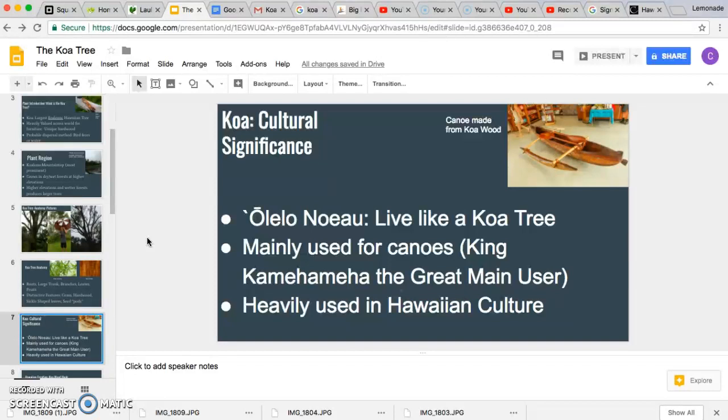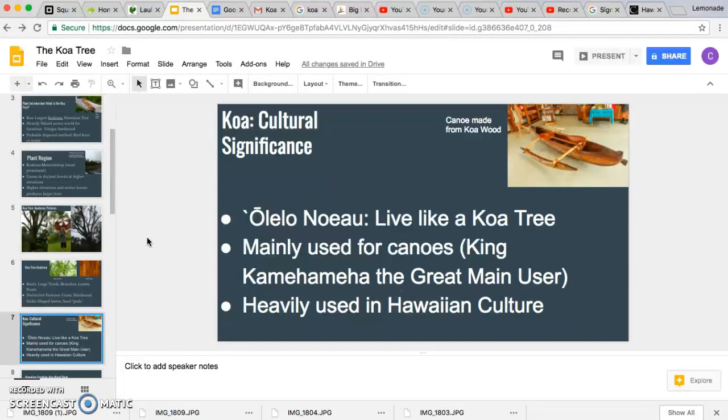So the 'ōlelo no'eau I found of the koa tree was "live like a koa tree." And this symbolizes in the Hawaiian culture being strong, growing up in the forest, and learning about yourself, and learning to be brave and other things. So it is often a story about growth, and personal growth mainly, and becoming a better person, becoming more brave and other things, just like what the koa name is associated with.